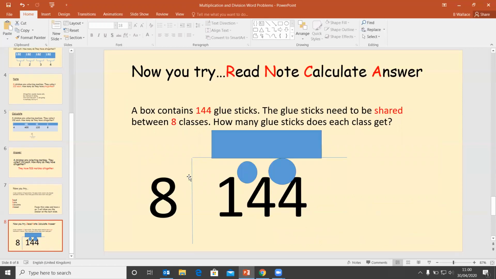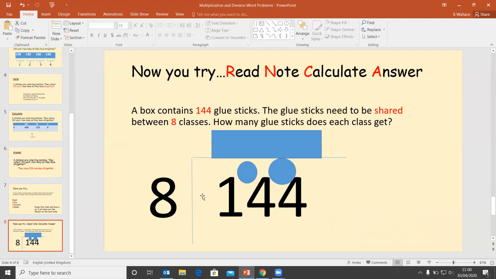Hopefully you should have had a go and you should have highlighted 144, shared and 8. Okay, now shared means division. We are going to divide that number of glue sticks between the 8 classes. Okay, so for this we are going to use the bus stop method. Okay, now you put the amount of glue sticks in the bus stop and then the number you are sharing them between on the outside. Now I always say to my class, this is the amount of sweets we have and the amount of people we are sharing the sweets with.